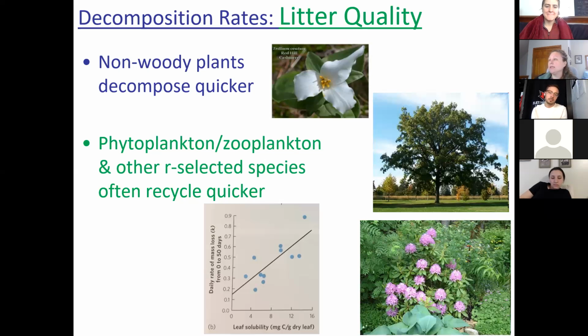There's less lignin. In addition, phytoplankton and zooplankton and other of those smaller bodied organisms, the ones we maybe classify as r-selected, are going to be more readily decomposing than the K-selected species. So, daily rate of mass loss, or rates of decomposition, as a function of leaf solubility.